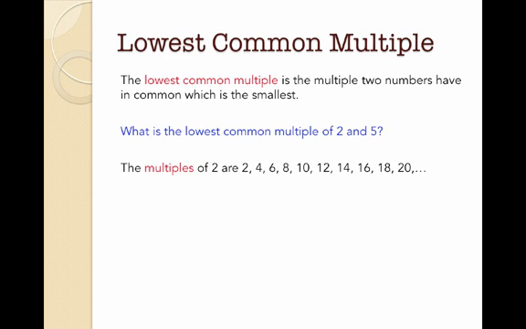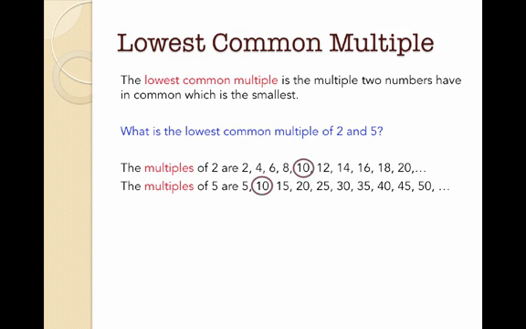We need to know the multiples of 2. Now we don't need this many multiples, but the first few, 5 or 6, would be a good idea. The multiples of 5 begin at 5 and they increase by 5 each time. So I'm looking for the one that they have in common that is the lowest. Now you might be able to see it right now. There's 10 that they have in common and there's 20 that they have in common.